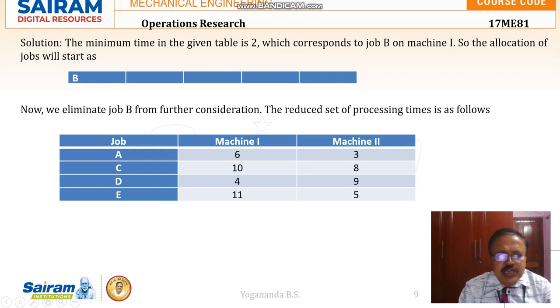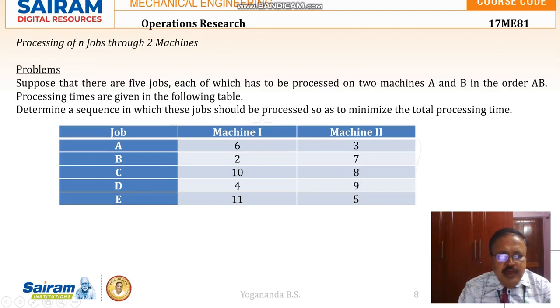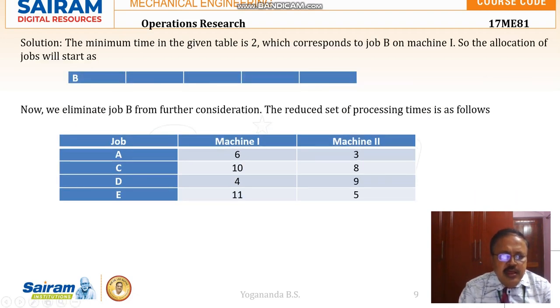First we want to take the job having less processing time. Out of these processing times given, the least processing time is 2 here. That is on machine 1 for job B. So in the beginning, I want to take the job on machine 1 which consumes less time. The least processing time is this 2, on machine 1 for job B. So job B should be sequenced in the beginning.